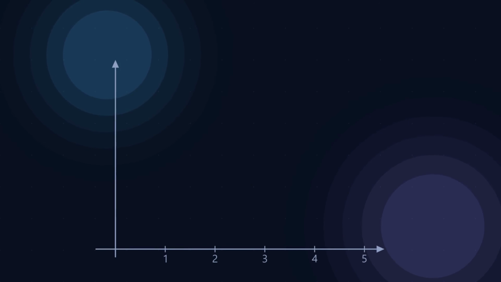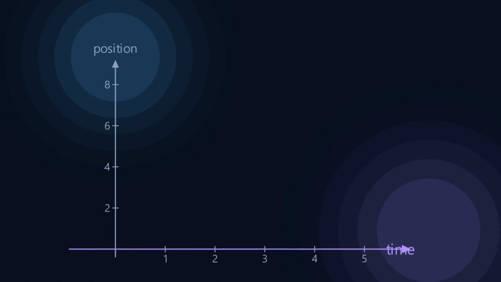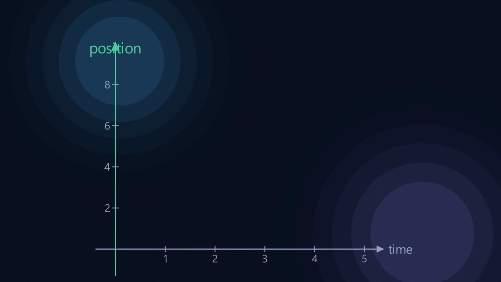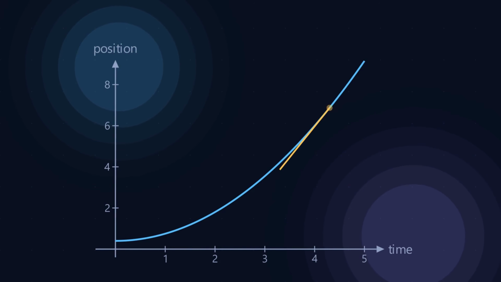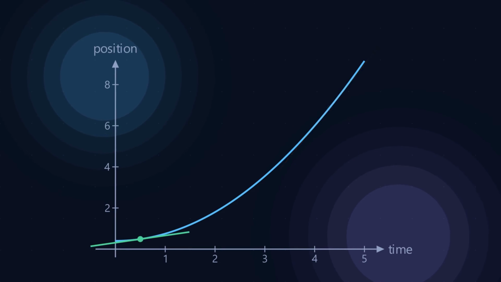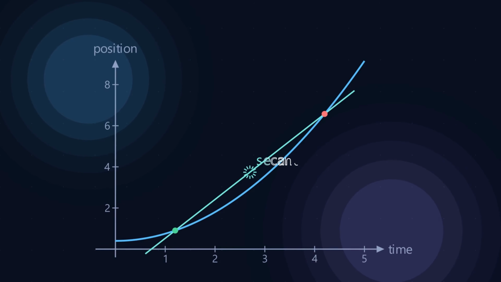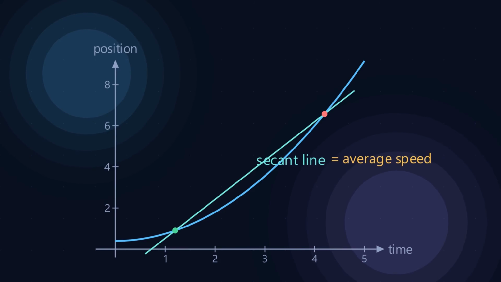Here is the same journey, drawn as a graph. Time runs across the bottom. Position goes up the side. When the curve is steep, you are moving quickly. When it is shallow, you are barely moving. Pick two moments and connect them with a straight line. This is called a secant line. Its steepness is your average speed between those two times.